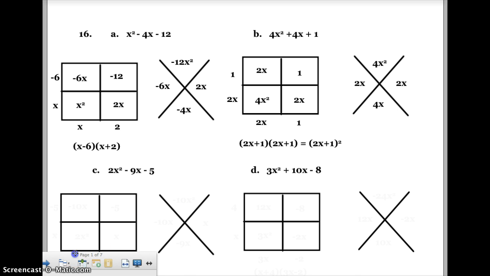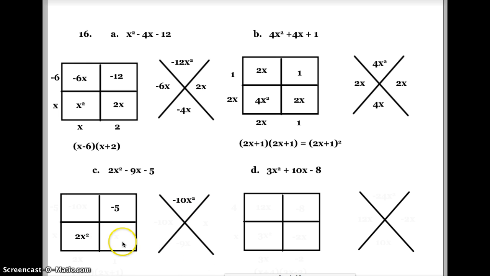Let's go ahead and finish up the rest of these and move that out of the way. I do it the same way. My x squared tiles go down here. My unit tiles go up here. By Casey's rule, these two boxes have to have the same product as these two boxes. So let's go ahead and write that product of negative 10x squared up there.